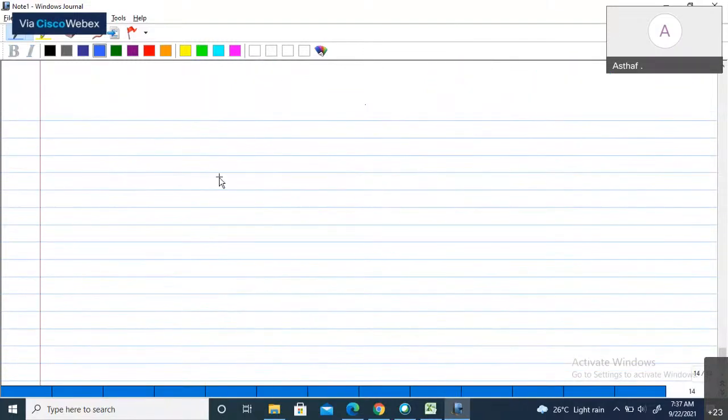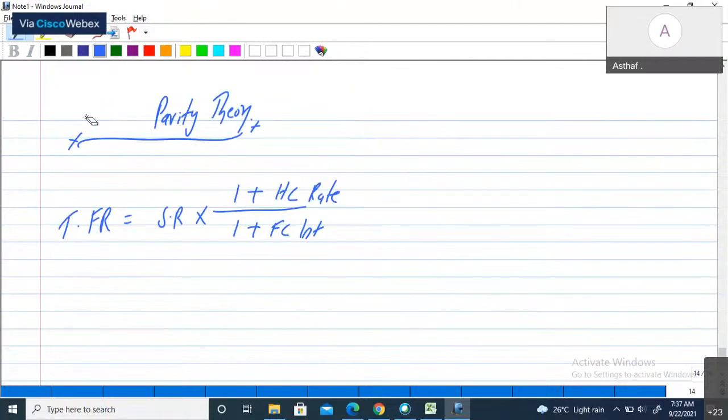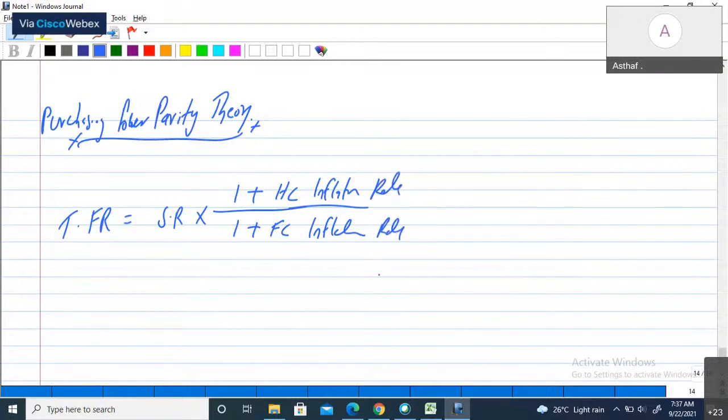Another relevant topic in your syllabus is purchasing power parity. What is this purchasing power parity theory? Interest rate will not be there. How will this be found? The theoretical forward rate, everything is the same. Here, so far, we have taken the interest rate for interest rate parity. Here inflation will be taken.